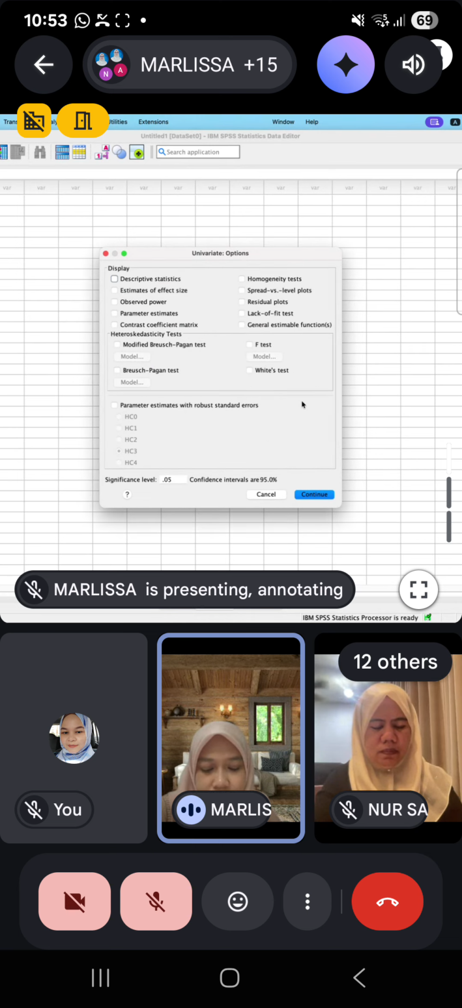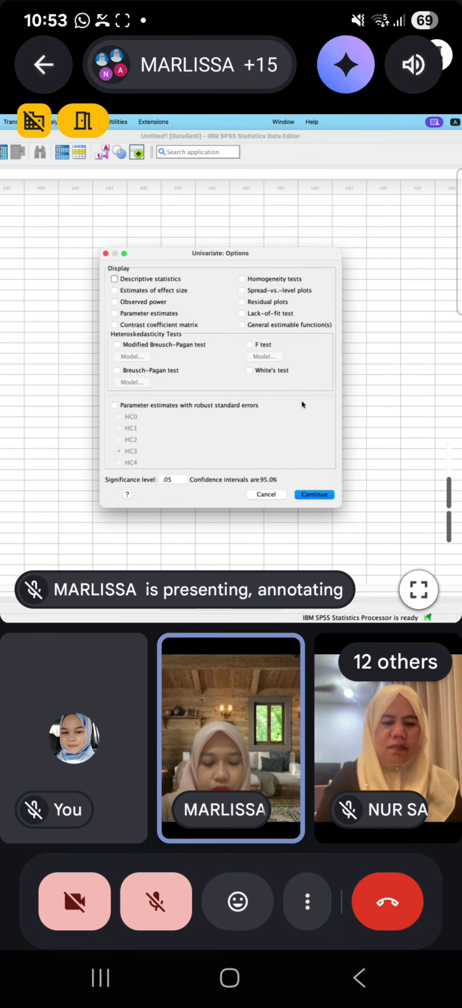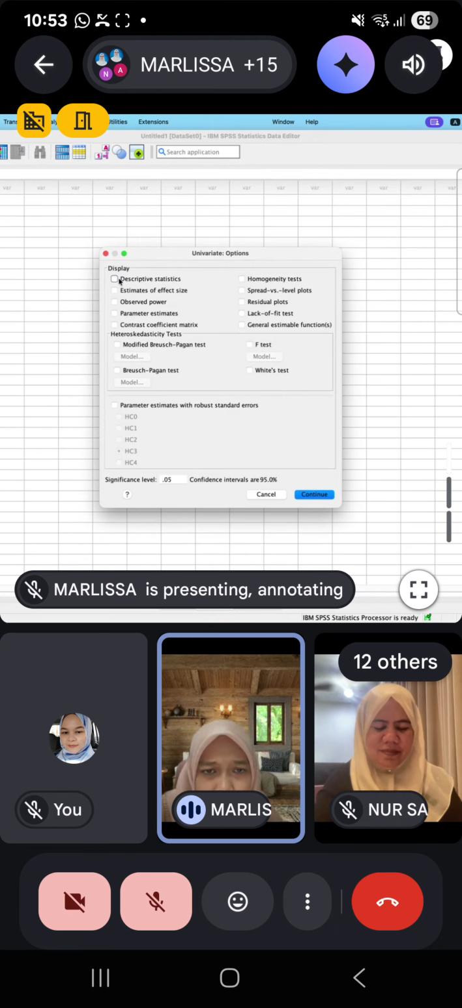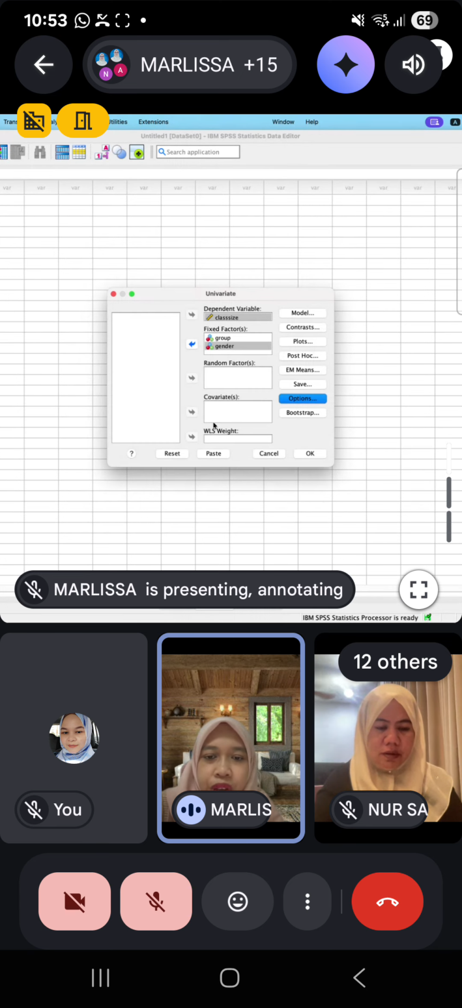And then you can click Options. Here you can see if you want to do the homogeneity test or descriptive statistics, whatever test that you want to do. Usually we will look at the homogeneity test, descriptive statistics and so on. Next you can click OK.